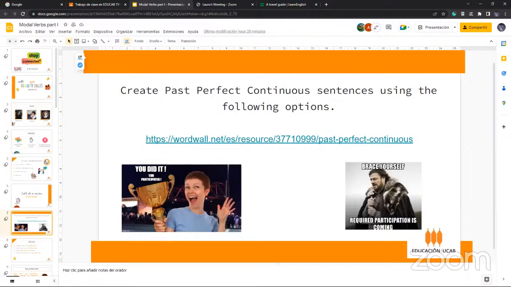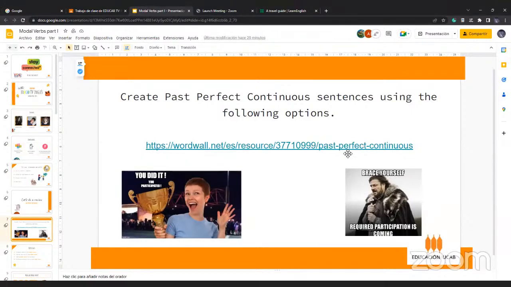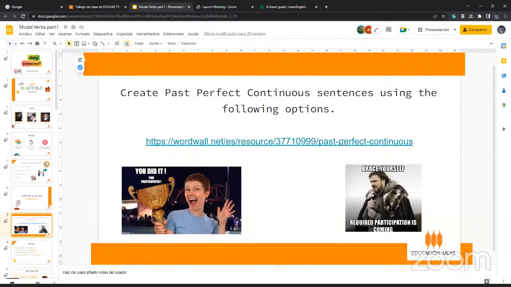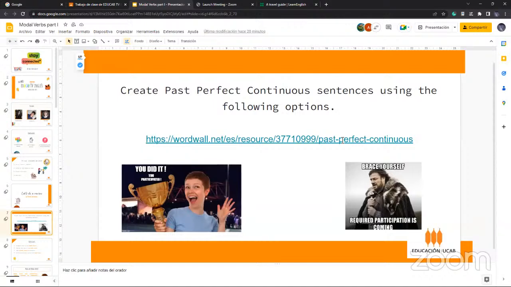Okay, well, as you can see, here we have a word wall, but first let's remember the past perfect continuous. For this activity, we just need to create a sentence using the past perfect continuous. And you guys need to remember that the past perfect continuous needs two actions that happened in the past. So I will give you guys an example once we have the activity on the screen. And then I will ask you to please participate and create a sentence.